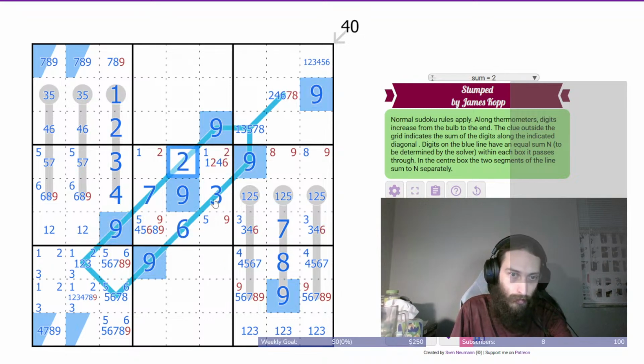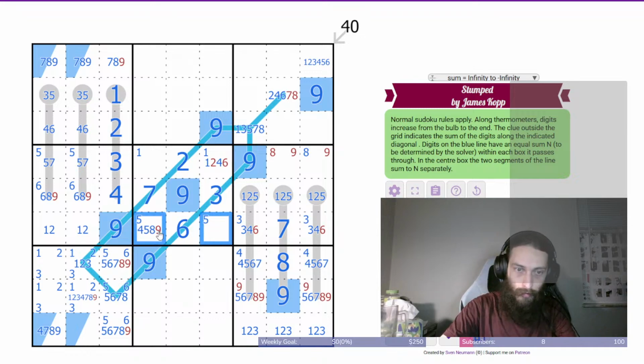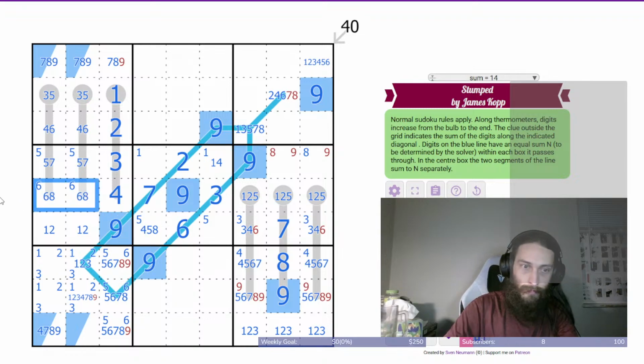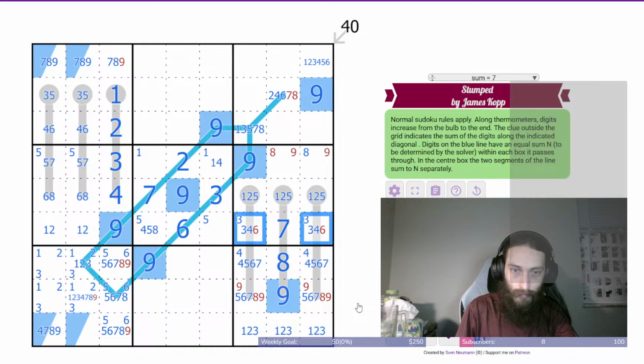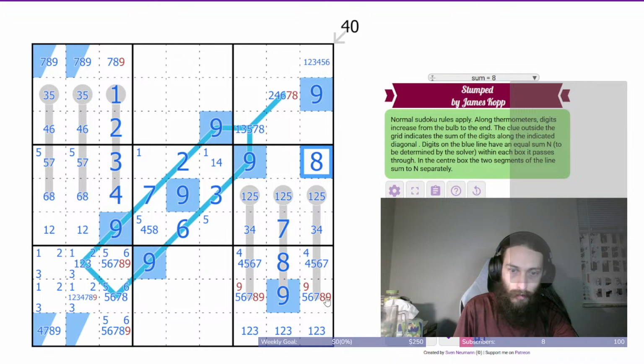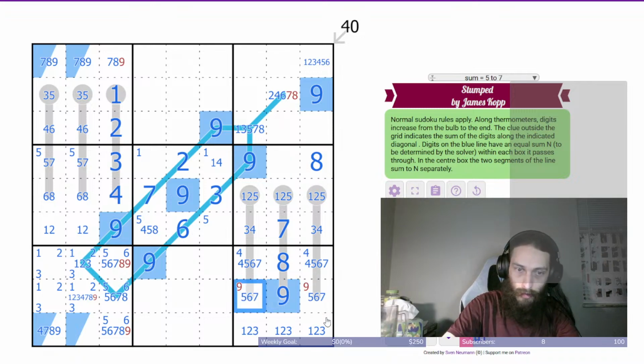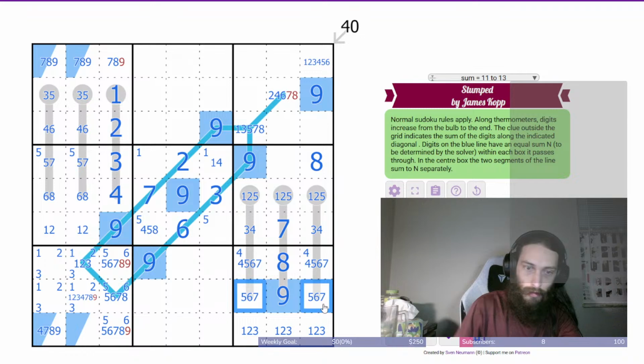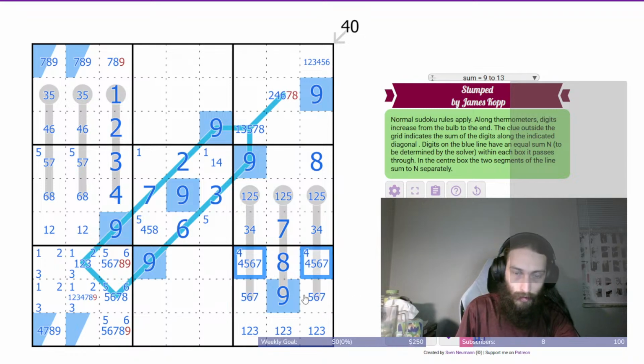Places a 6 here, a 2 there. Got a ton of stuff that's gotta be moved. Sixes can't go there. That's a 3, 4 pair. That one's completely cleared, so this becomes 8. 8, 9, 8, 9. Not 9s. The 7 goes down to 6.